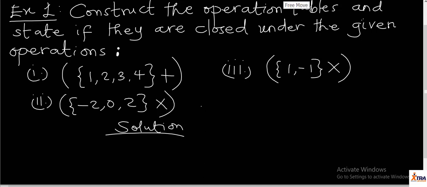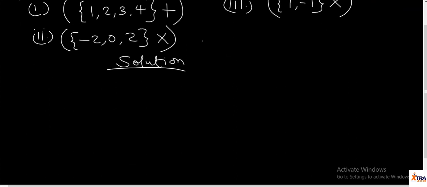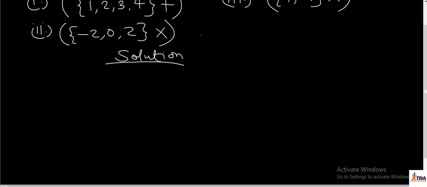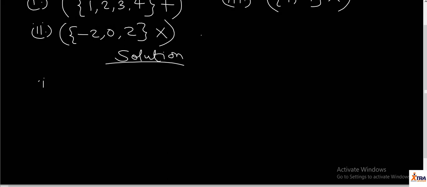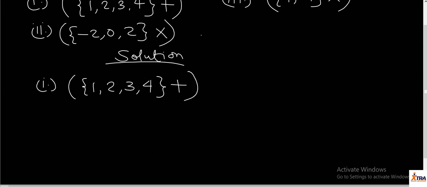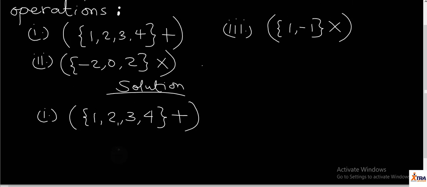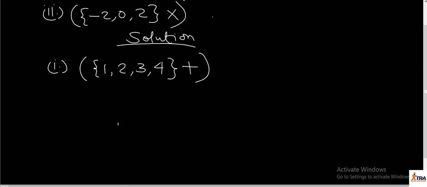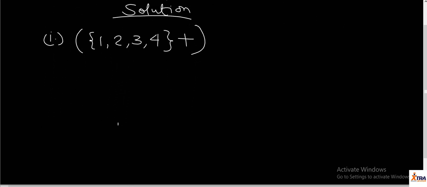For the Roman figure 1 here, we have a set. We want to construct a table containing 1, 2, 3, and 4 with the operation plus. So what we'll be doing is to test if they are closed under the given operation. So under this operation plus, we want to see if they are actually closed.